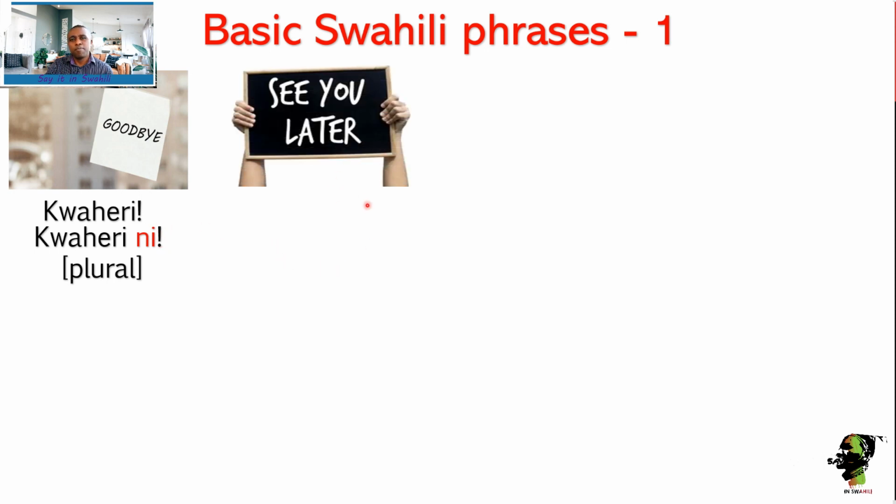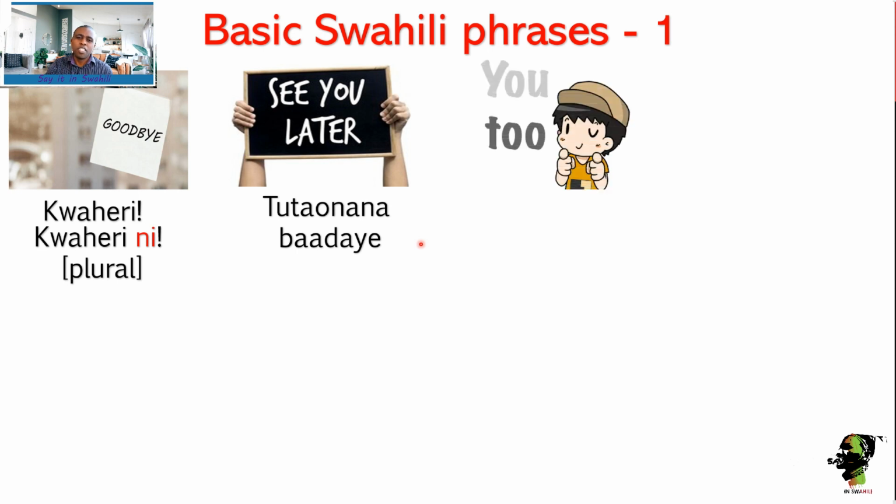See you later. Tutaonana baadaye. Oh, the first time that people see this phrase, they're always freaked out. Like, how do I pronounce that? Tutaonana. I like splitting it into two. Tutaonana, but you say it quicker. Tutaonana baadaye. Anytime in Kiswahili you have double vowels, like these 2 A's, you prolong them. Baadaye. Can you now try and pronounce this? Your turn. Tutaonana baadaye. Perfect.